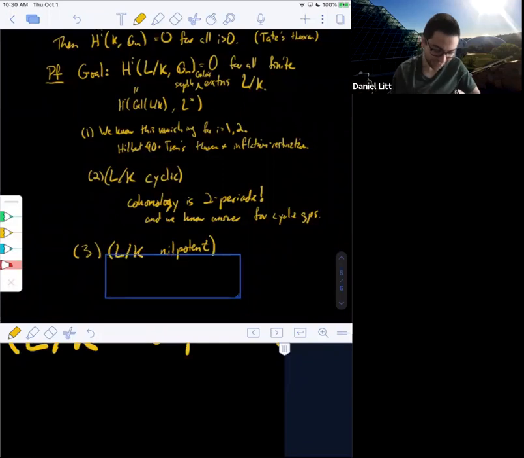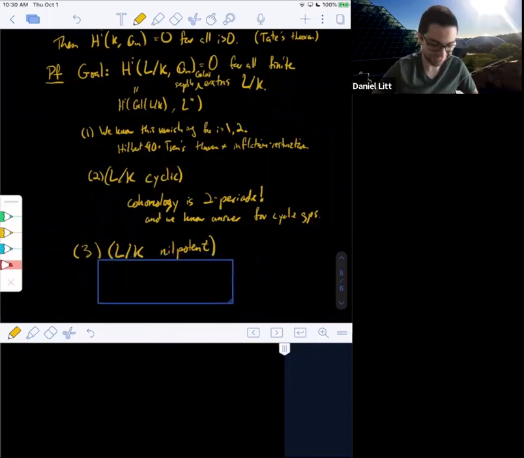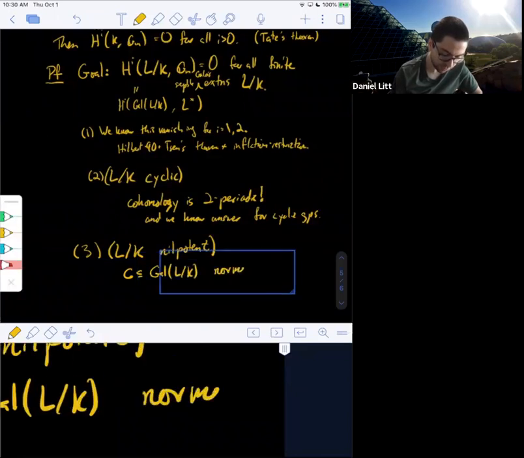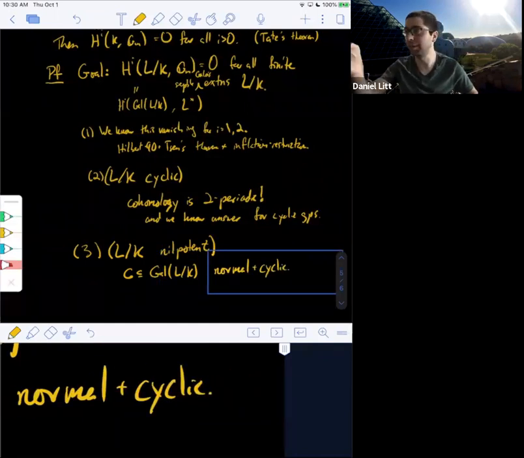All right, so let's do it. So does anyone have any ideas? Okay, so let's take the first piece of our filtration, so let C inside of the Galois group of L over K be normal and cyclic. So this exists by the first definition I gave, which was actually the definition of solvable. So you just take the first piece of your filtration, right?